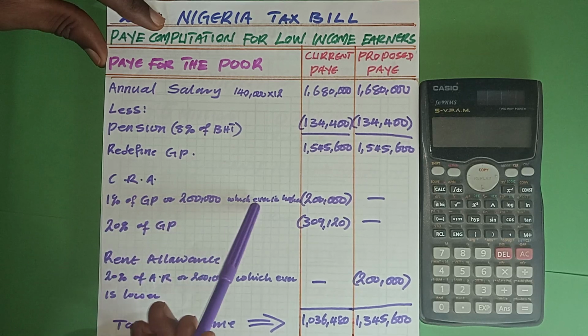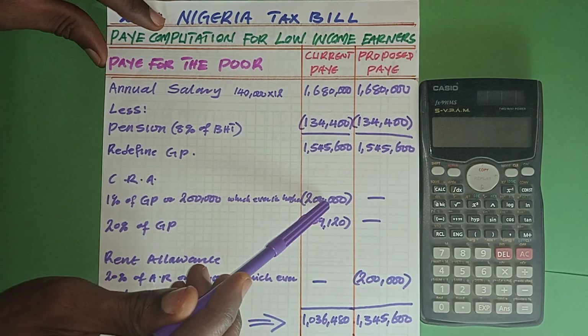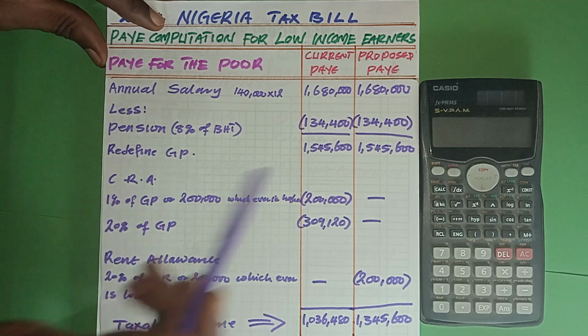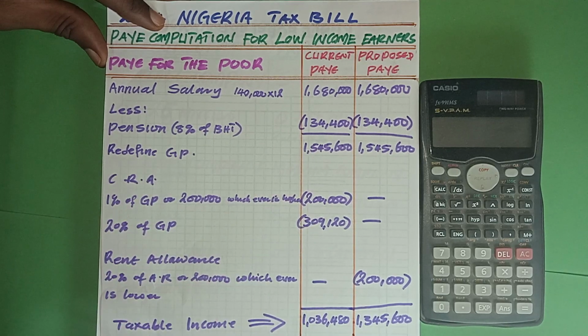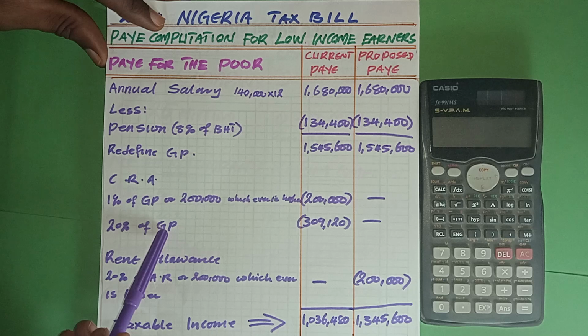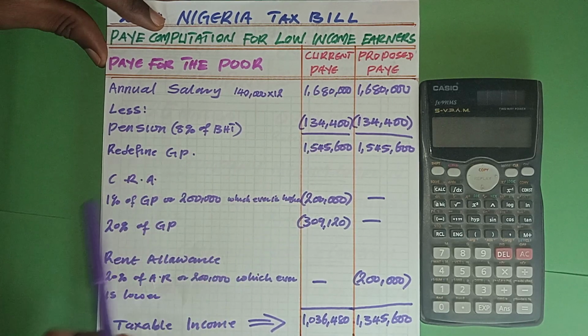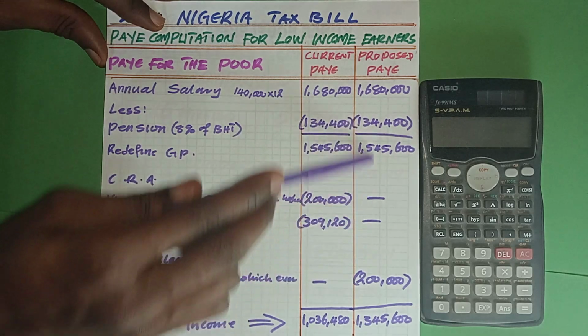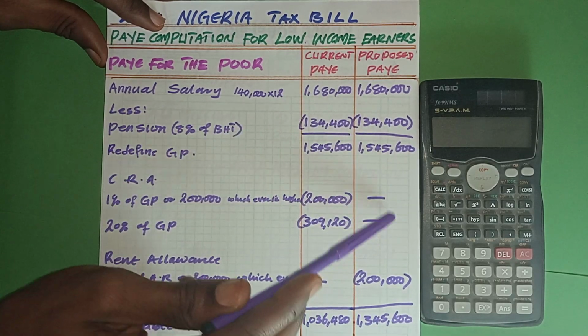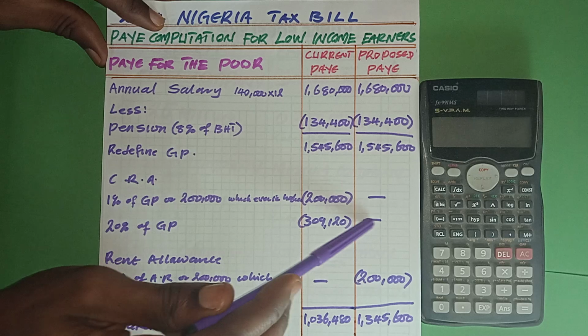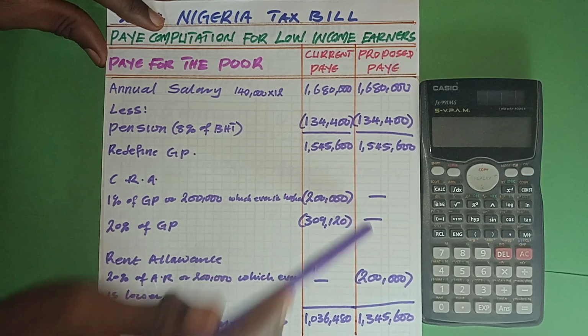Now, the consolidated relief allowance for the current one that we're operating is 1% of the gross pay or 200, whichever is higher. In this case, when you take 1% of this, you find out that 200 is higher. Then 20% of the gross pay will give you this. Now you find out that the proposed one doesn't have any consolidated relief allowance. That's why you have that here.